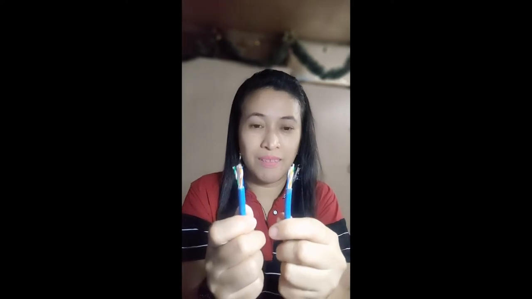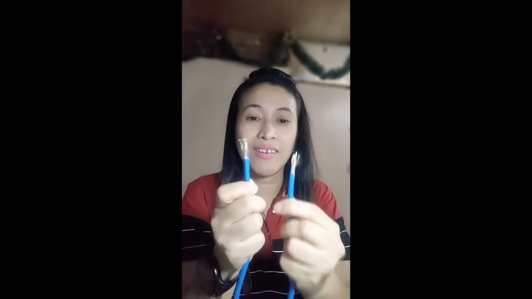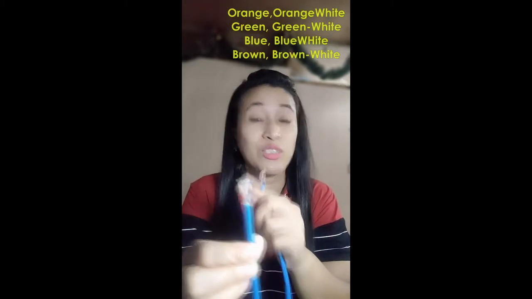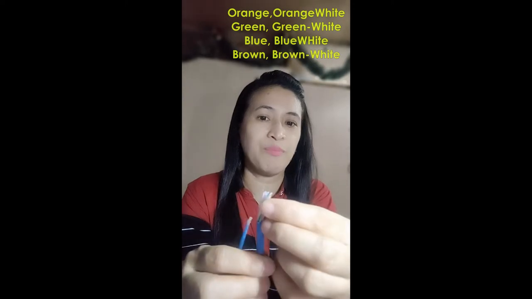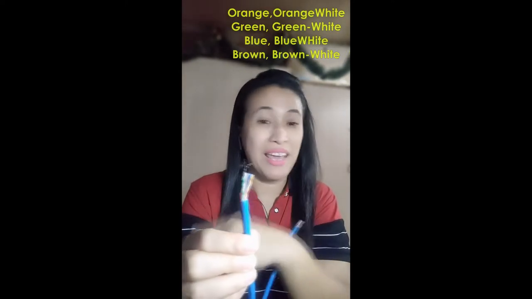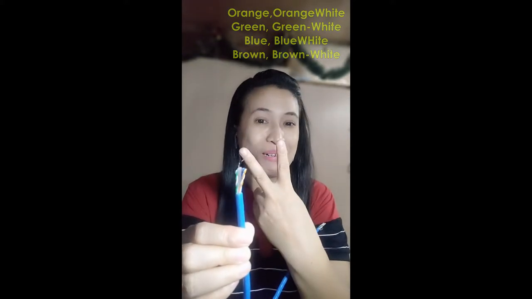So both ends have been cut already. What you need to do now is to untwist each wire. There are four colors of wires that you can see there. That is why it is called unshielded twisted pair. In every wire, there are two corresponding colors, a twisted pair.